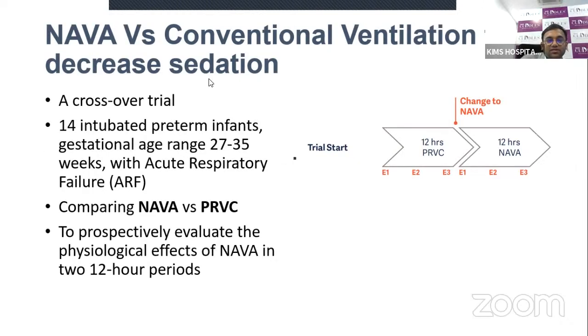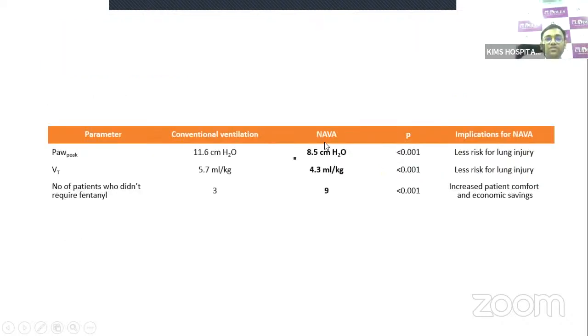Next, NAVA compared to conventional ventilation regarding sedation. There is a study where 14 intubated preterms of around 27 to 35 weeks with acute respiratory failure were compared on NAVA with pressure-regulated volume controlled ventilation. It's a prospective study where they were given 2 hours of PRVC, then changed to NAVA. They found that compared to PRVC, with NAVA the peak pressures were significantly lower. The tidal volumes generated were lower, but appropriate, not going to very high tidal volumes. And the number of babies who didn't require sedation was much higher, which was statistically significant.